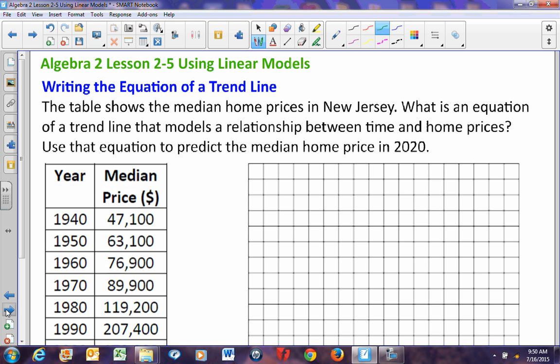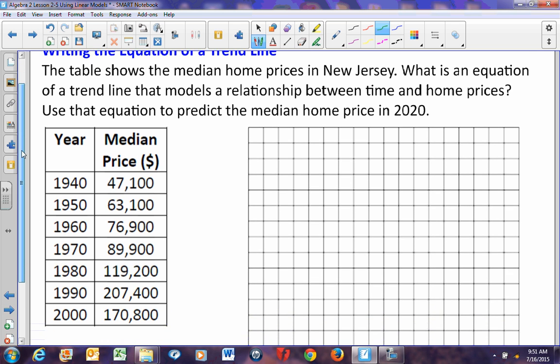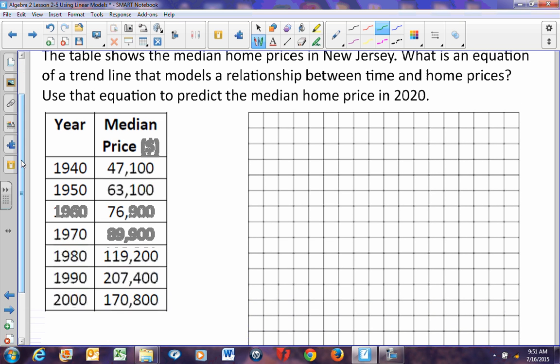Now, the next thing we need to be able to do is use a scatter plot to write an equation for a trend line. Okay, so here we go. The table below shows the median home prices in New Jersey. What is an equation of a trend line that models the relationship between time and home prices? Use that equation to predict the median home price. We start with 1940 and go all the way to 2000, and house prices are going up rapidly.